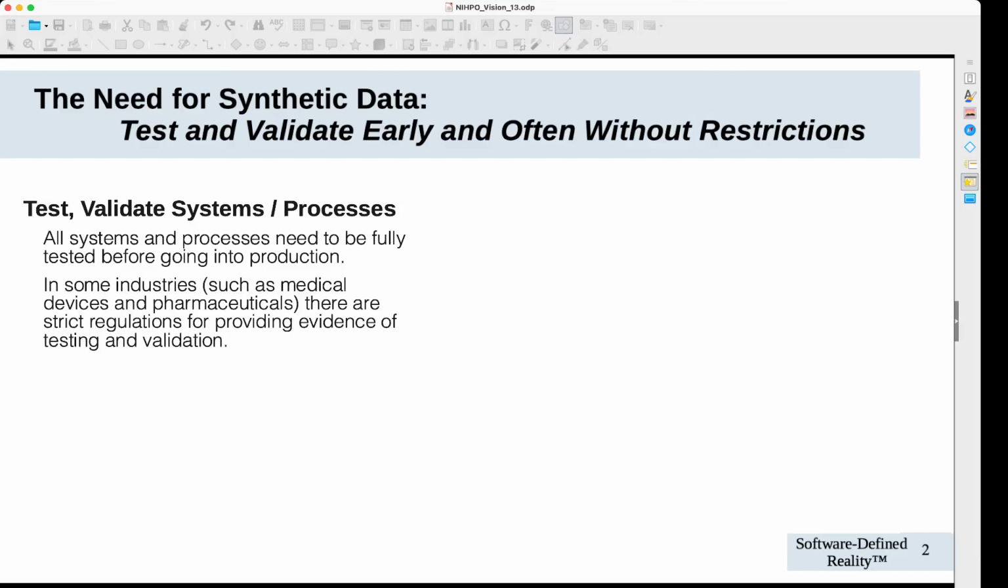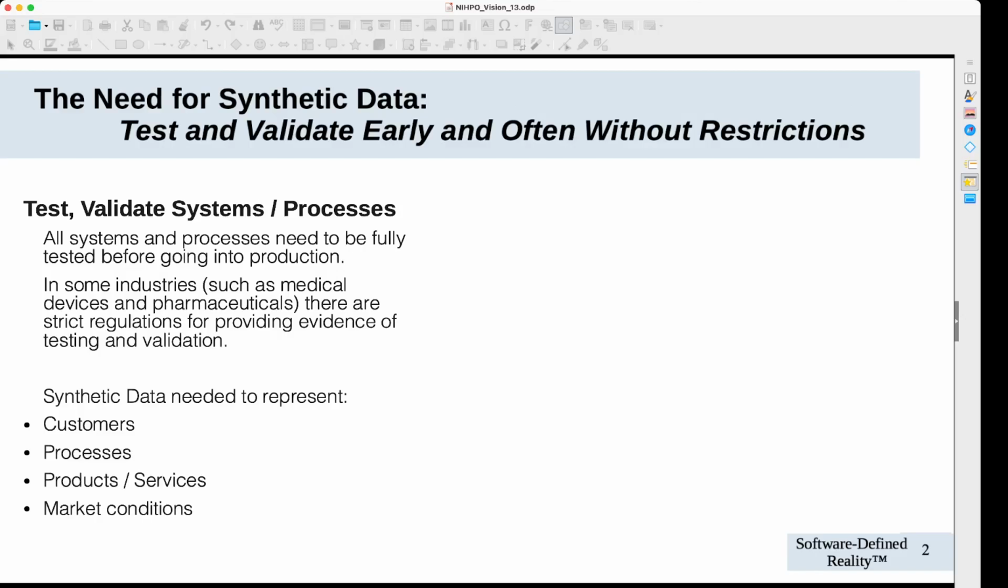In some industries, specifically medical devices and pharma, there are strict regulations for providing evidence of how you conducted that testing and validation. Synthetic data can be used to represent the customers, the processes, and the products and the services that your organization delivers, as well as the market conditions that you are going to face out there.